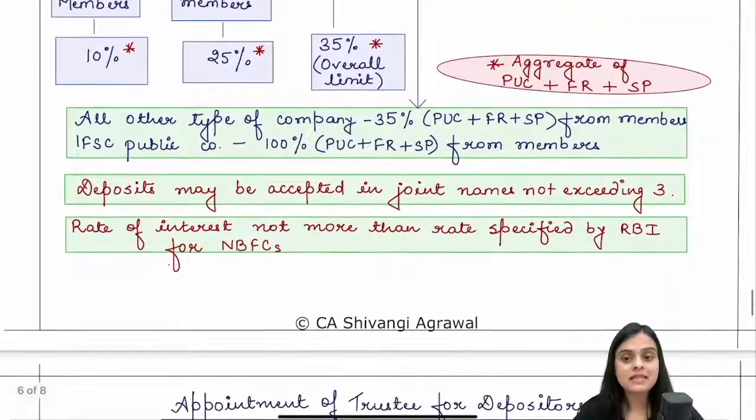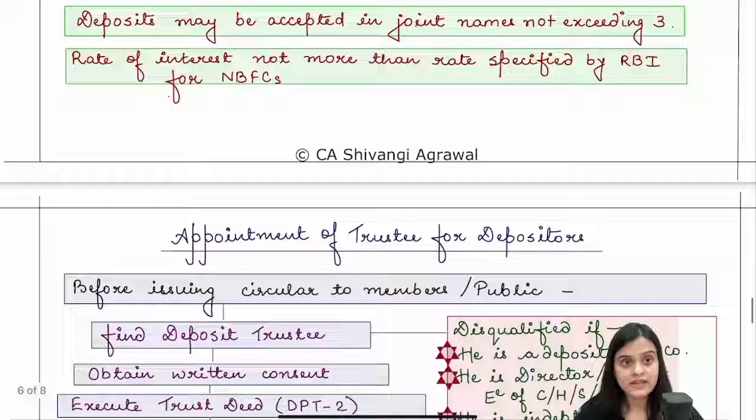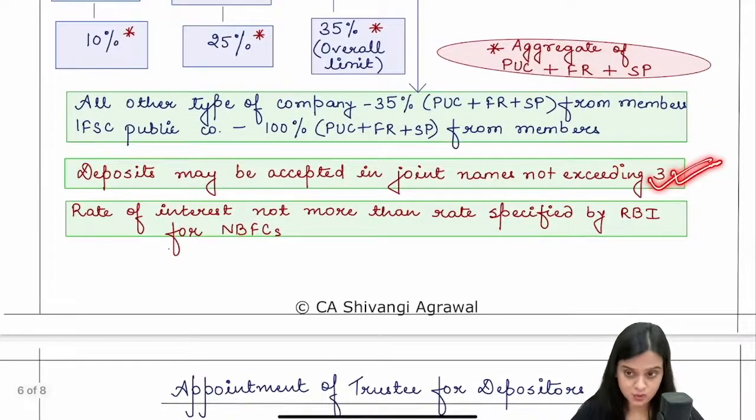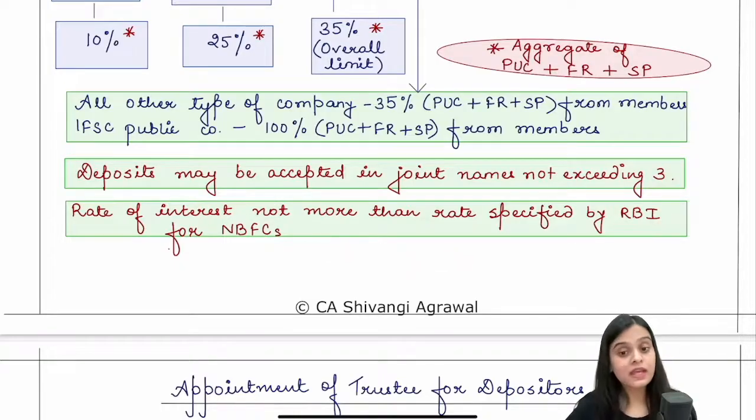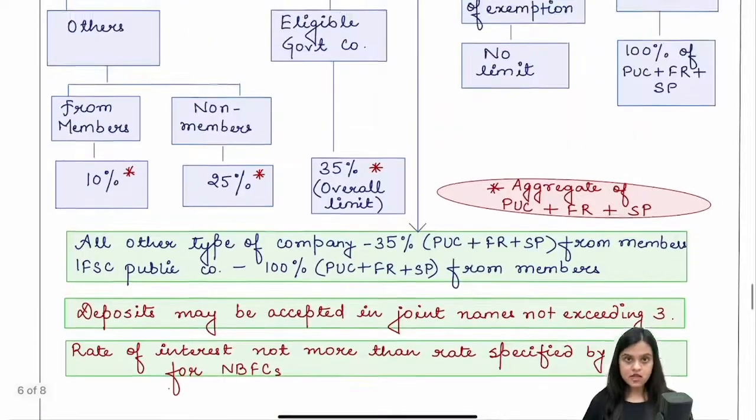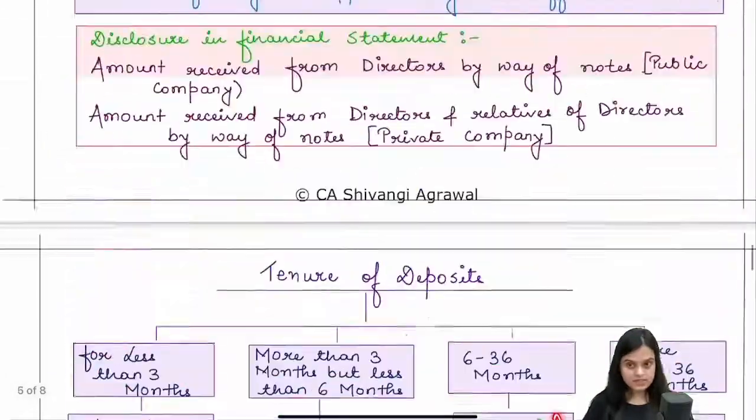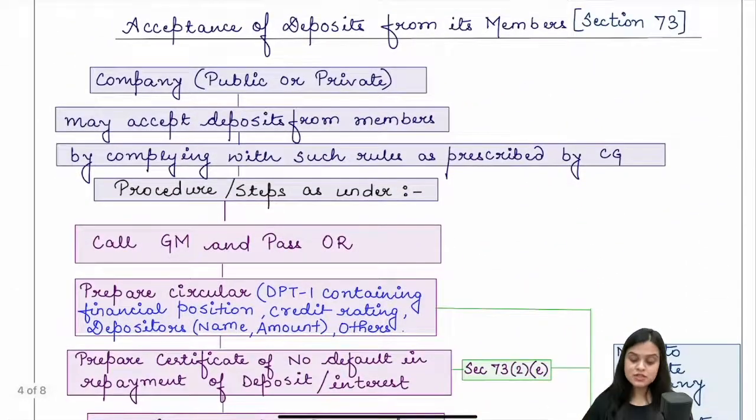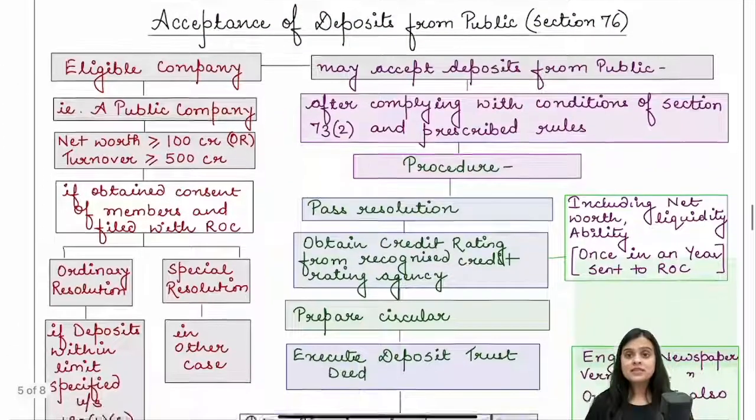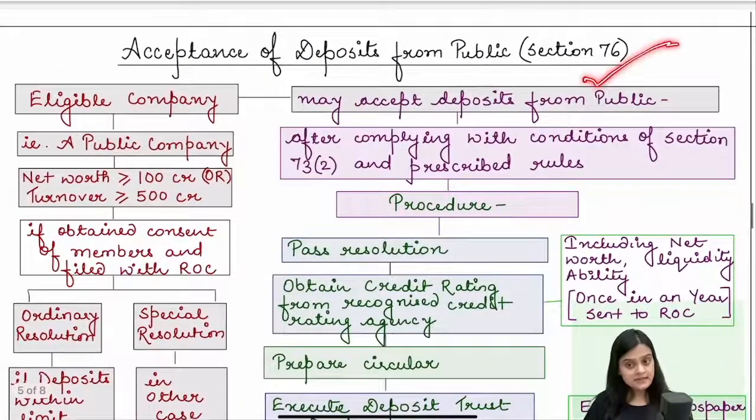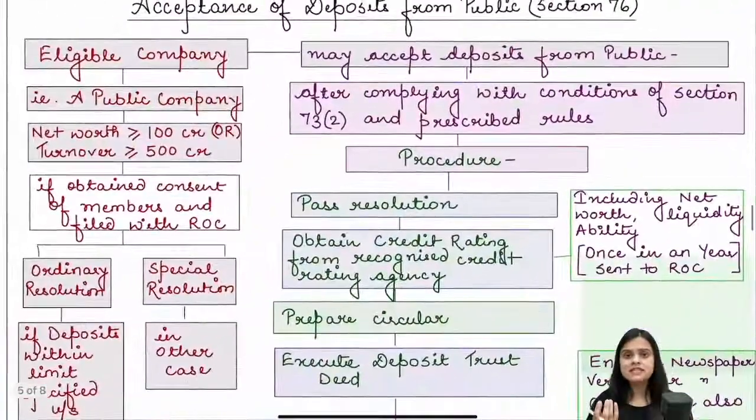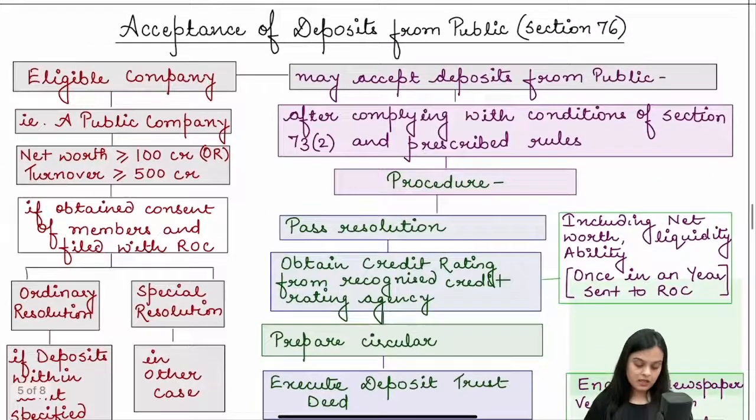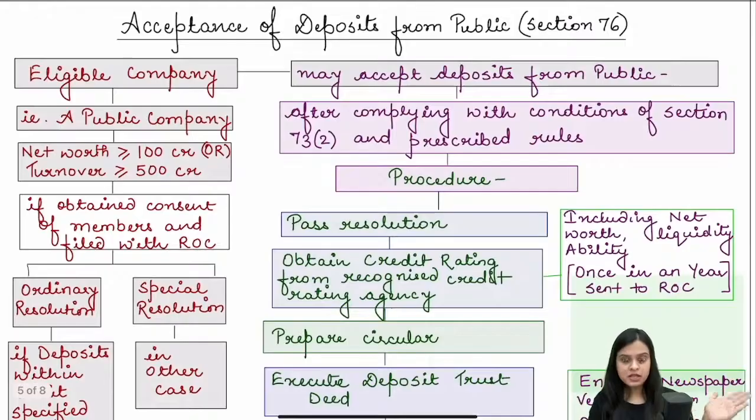Deposits can be accepted in the joint names also, but not exceeding 3. This can be a question of MCQ. And the rate of interest will not be more than the rate specified by RBI for NBFC. I hope that's clear. So these are the conditions of deposits. Now, how do you accept that deposit? If you want to accept it from members complying to that condition, follow section number 73. If you want to accept from general public, then follow section 76. Section 76 is nothing but a replica of section number 73 with slight addition. It actually gives reference to section number 73 only.